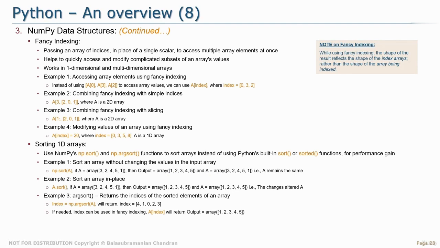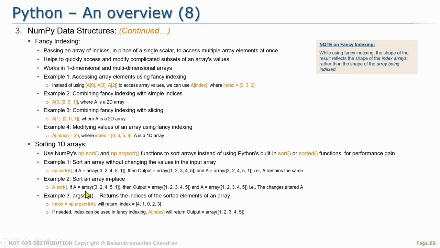Example 2. Sort an array in place. Here, both the output array and the input array are sorted ones. Example 3. The argsort function returns the indices of the sorted elements of an array.